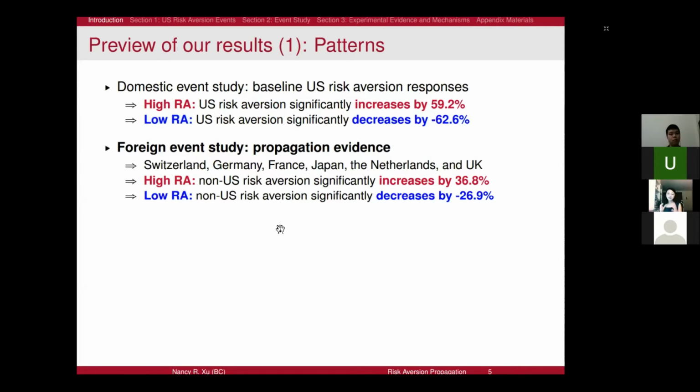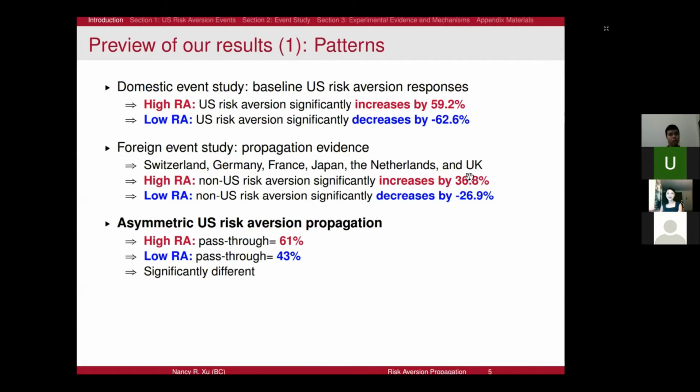And on the same event days of US high risk aversion versus low risk aversion, we found that non-US risk aversion significantly increased by 36.5% versus decreased by 27% on the low risk aversion days. In this paper, given the data limitation, we are only looking at Switzerland, Germany, France, Japan, Netherlands, and the UK as our non-US sample. Of course, this number can mean high or low. Is it too big? Is it too small?